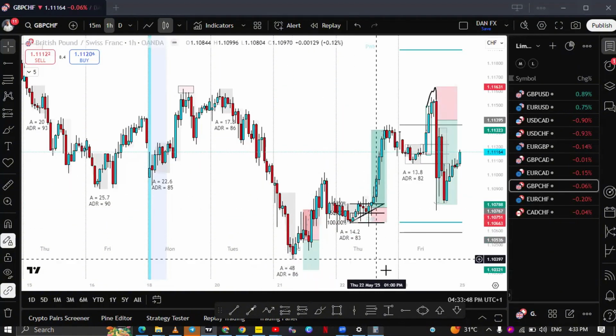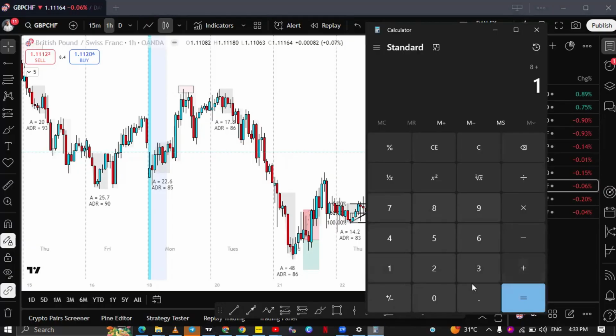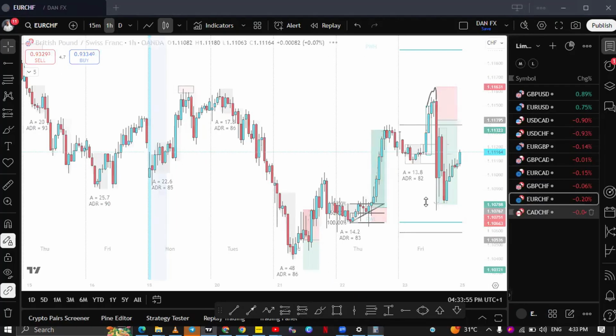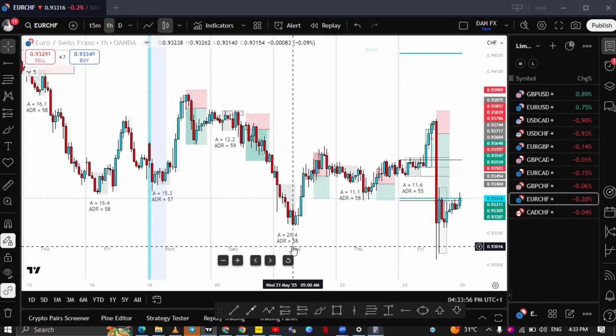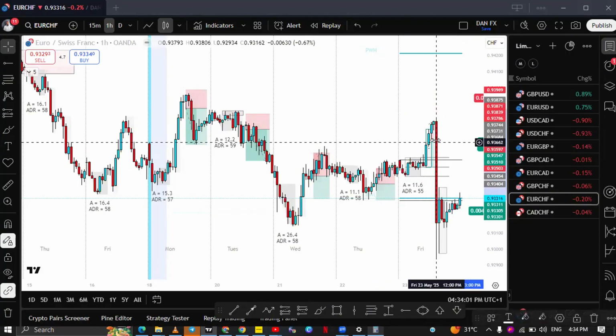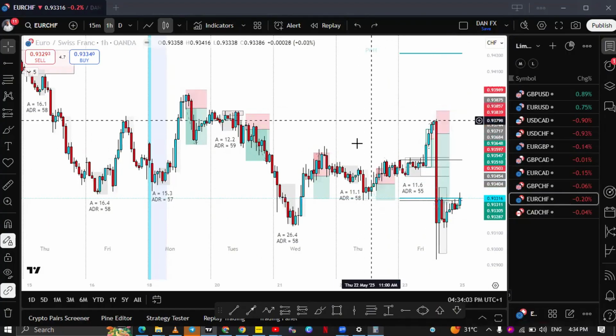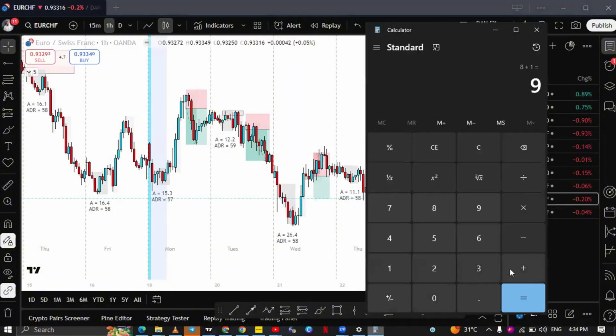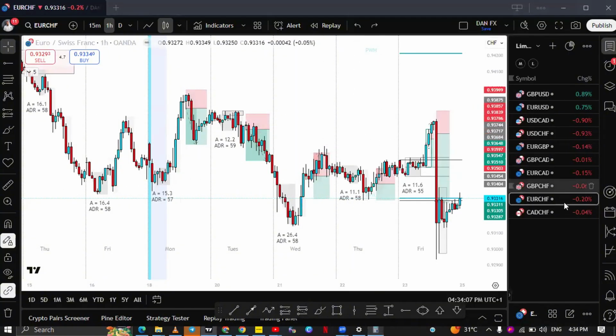GBPCHF. 1 loss here. Right? Yeah, just 1 loss. That's plus 1. USDCHF. 1, 2, 3. 3 losses. So you can see the loss here. Right. So 1, 2, 3. 3 losses plus 3. That's 12.